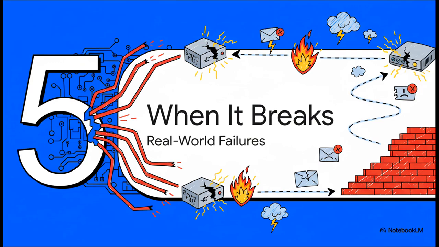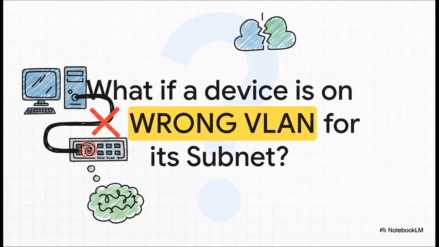Okay, knowing how all of this should work is great, but the real test of an engineer is knowing what to do when it all breaks. So let's look at a couple of classic failure scenarios you're almost guaranteed to run into. This is probably the single most common configuration error out there. Just imagine, a network admin gives a computer an IP address from the staff subnet, but they accidentally plug its network cable into a port on the wall that's been configured for the voice VLAN. What do you think happens?